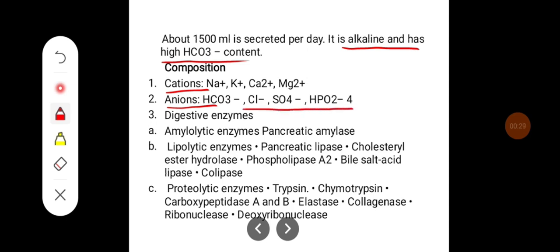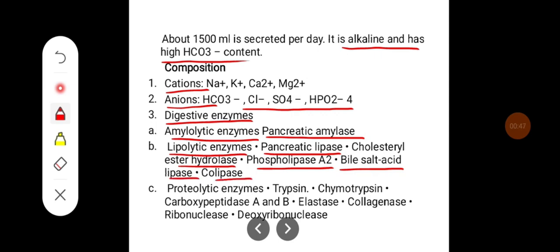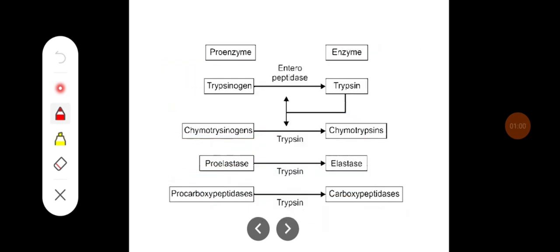sulfates, and phosphates, and digestive enzymes, which comprise amylolytic enzymes like pancreatic amylase, lipolytic enzymes like pancreatic lipase, cholesterol ester hydrolase, phospholipase A2, and bile salt acid lipase and colipase. And proteolytic enzymes include trypsin, chymotrypsin, carboxypeptidases A and B, elastase, collagenase, ribonuclease, and deoxyribonuclease.